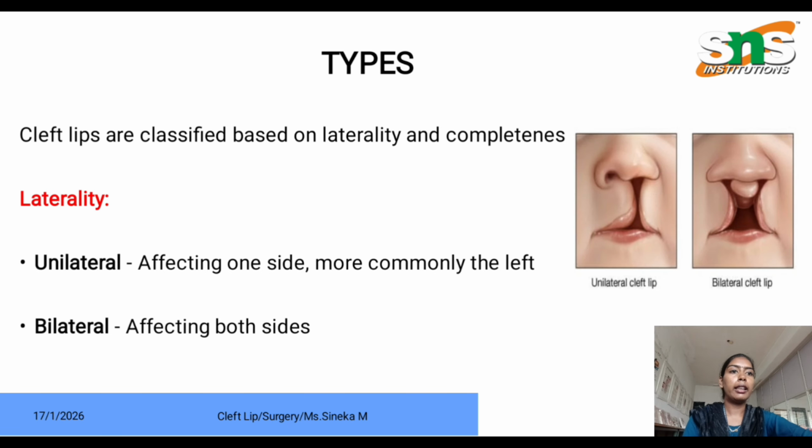Types. Cleft lips are classified based on laterality and completeness. Based on the laterality, how it extends from the lip to the nostril or nose, it is divided into two: unilateral type and bilateral type. In unilateral type, it affects one side of the lip, and it is more common on the left side. Here is the image of unilateral cleft lip as well as bilateral cleft lip. In bilateral cleft lip, it affects both sides.